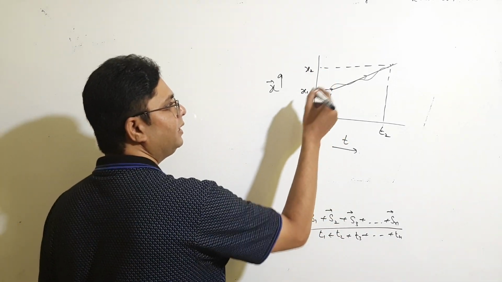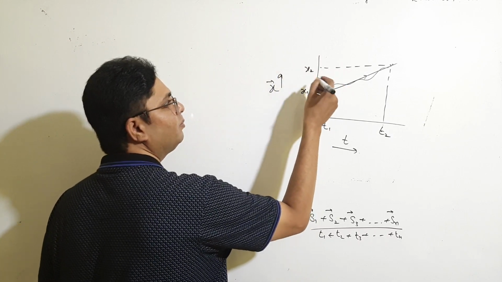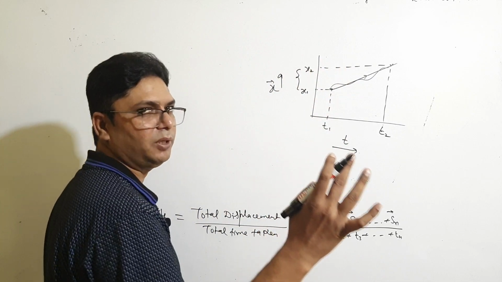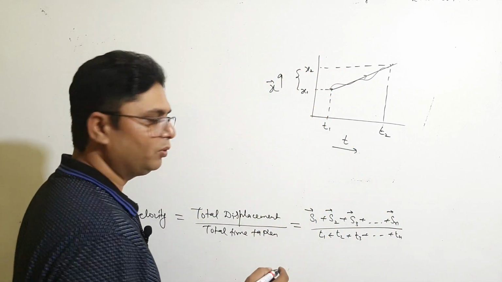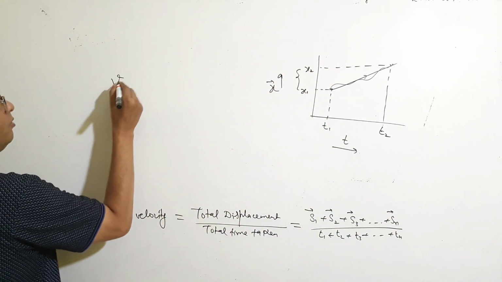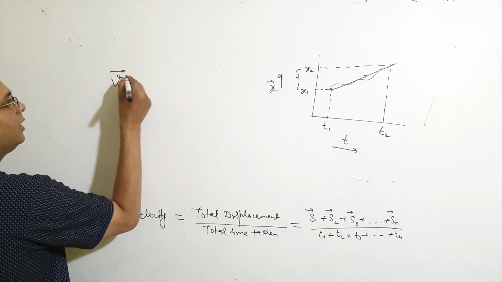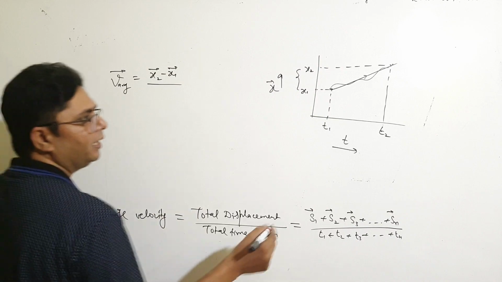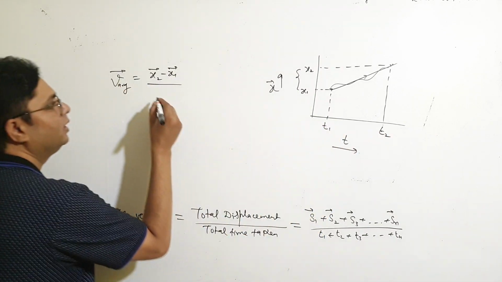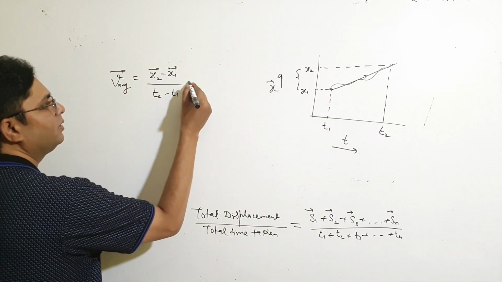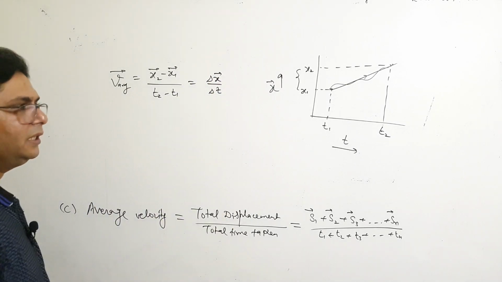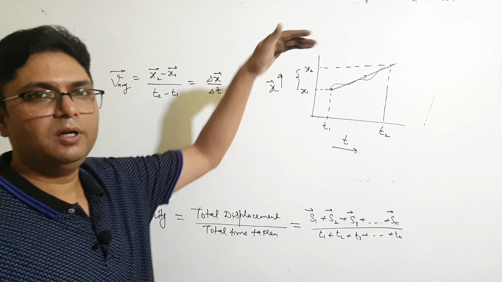Now in this graph, the displacement is this length. So this is x2 minus x1. So here you write V average is equal to x2 minus x1 upon t2 minus t1. This means delta x upon delta t. This is the velocity when a body is moving upside.